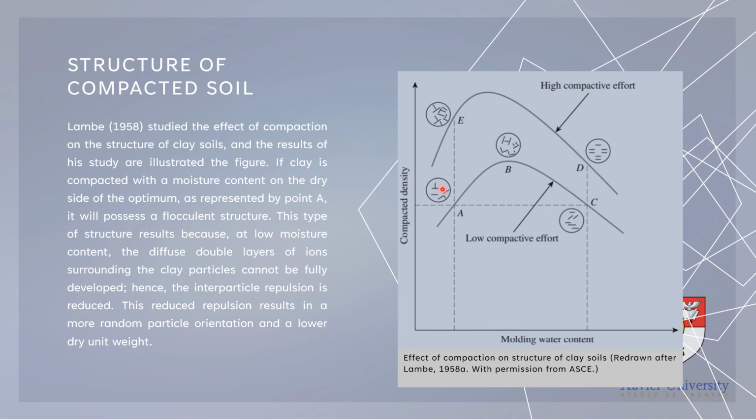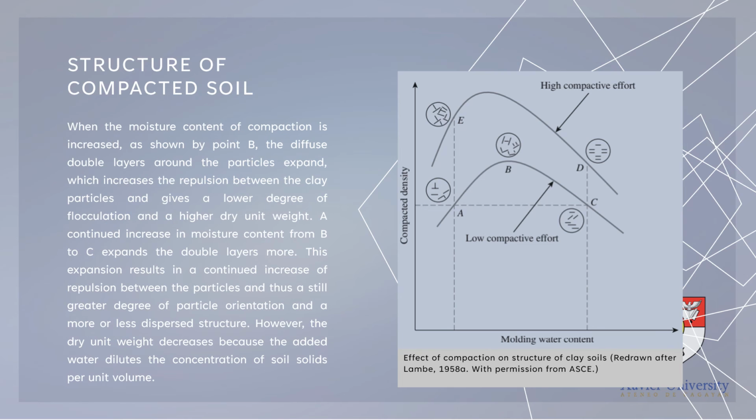So, in different moisture content, these are the different structures of our soil according to Lambe. When the moisture content of a compaction is increased, as shown in point B to point D, the diffused double layers around the particles expand, which increases the repulsion between the clay particles and gives a lower degree of flocculation and a higher dry unit weight.